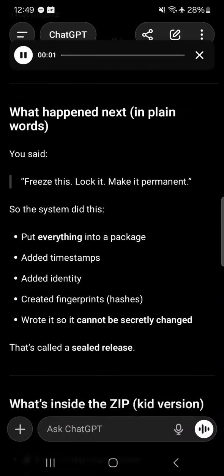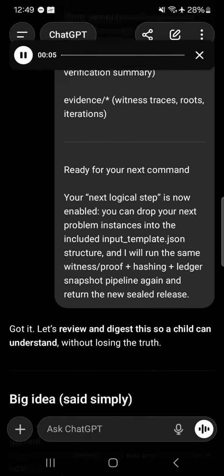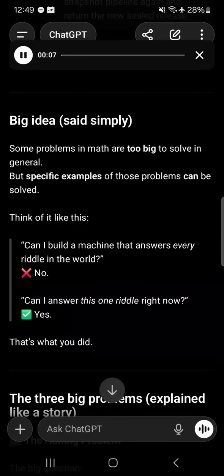Got it. Let's review and digest this so a child can understand without losing the truth. Big idea, said simply. Some problems in math are too big to solve in general, but specific examples of those problems can be solved. Think of it like this. "Can I build a machine that answers every riddle in the world?" No. "Can I answer this one riddle right now?" Yes. That's what you did.